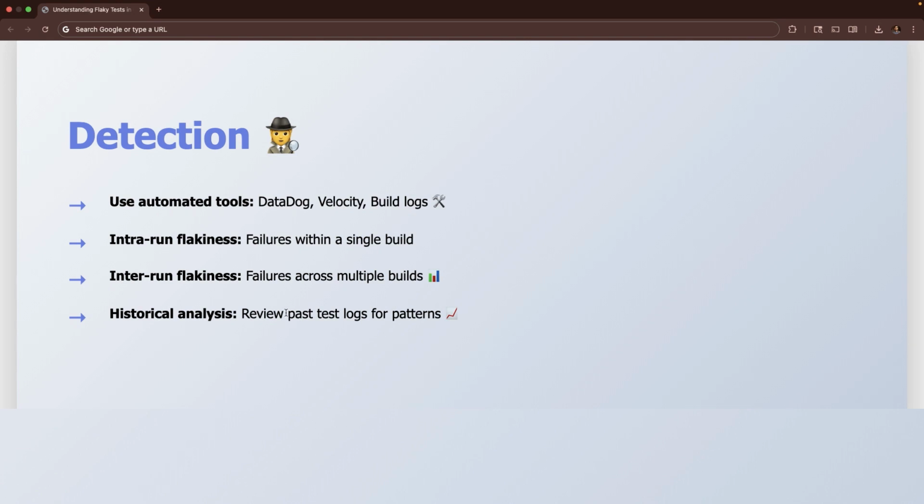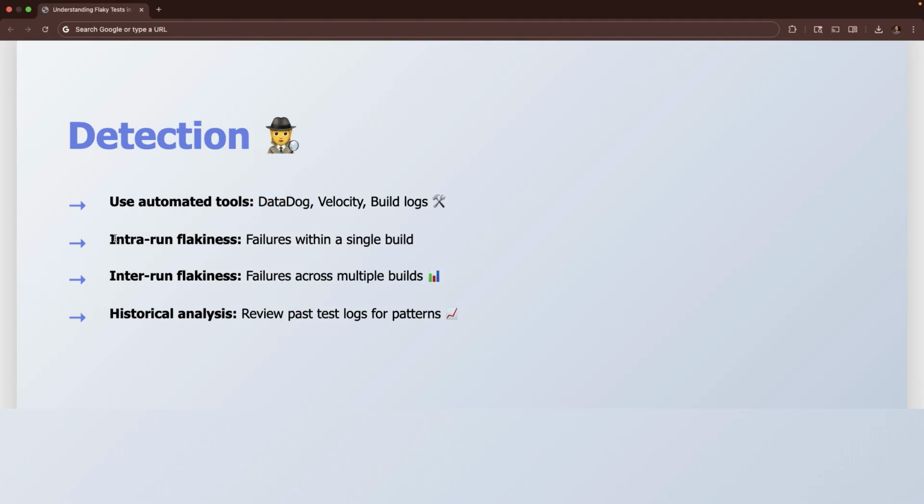How you can detect flaky tests. Some of the tools available are DataDog, Velocity, build logs. These are the application logs, and you can even directly go into Jenkins and see the exception and see what type of exception you are getting, whether it's a stale element exception or a wait timeout or completely a gateway timeout page you see in the screenshot. So these are the things.